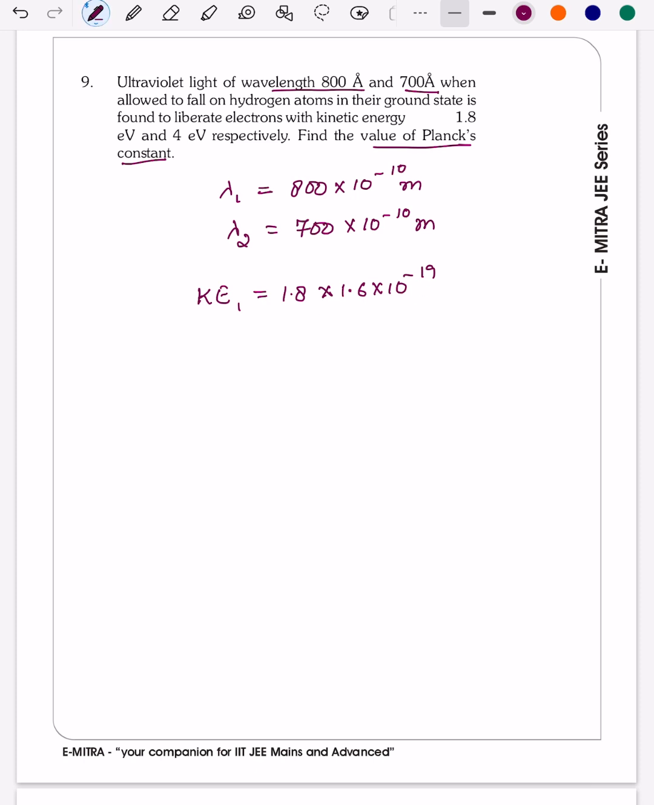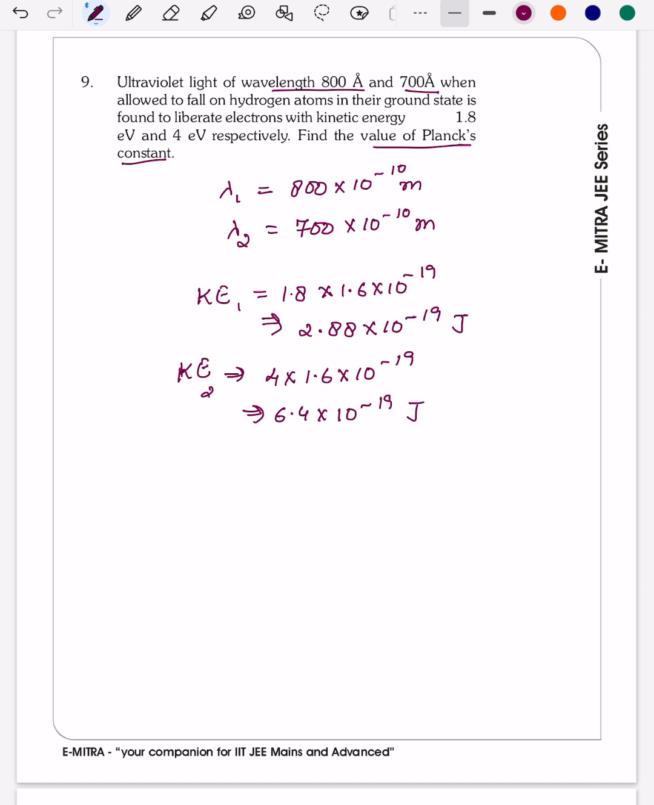So 1.8 into 1 electron volt is 1.6 into 10 to the power minus 19. इसको सॉल्व करें तो ये आता है 2.88 into 10 to the power minus 19 joule. And the second kinetic energy has been given to us as 4 electron volts. So 4 into 1.6 into 10 to the power minus 19, that is 6.4 into 10 to the power minus 19 joule. Correct. Now it is asking us to find the value of Planck's constant in this case.